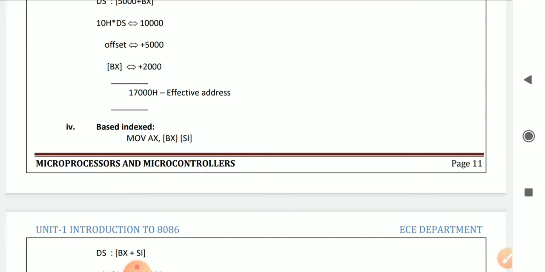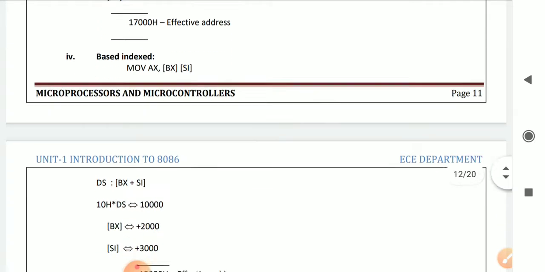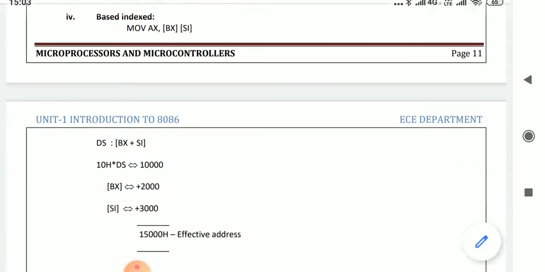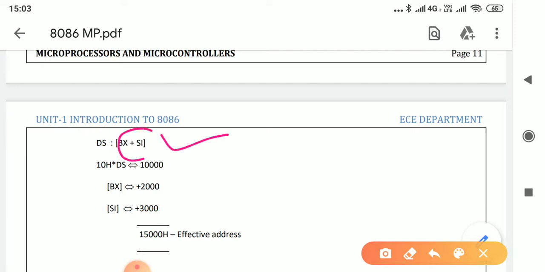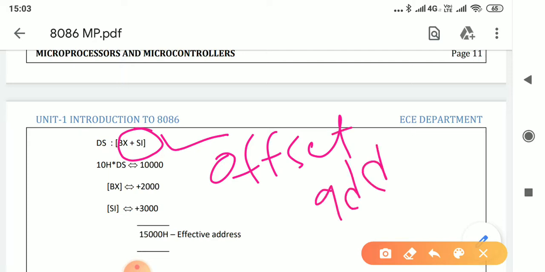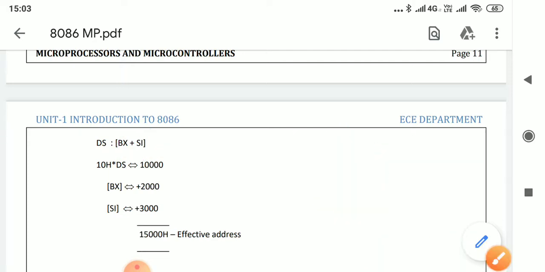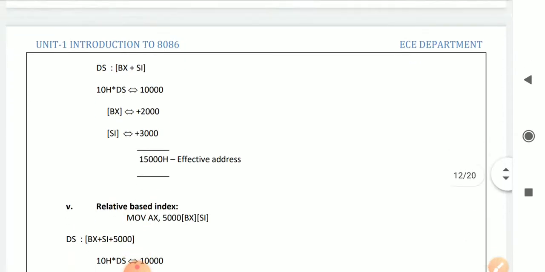BX plus SI, meaning the content of BX plus the content of SI, will give you the offset address for the segment register. It is written clearly here; this is the offset address. Then again, multiplying the segment register by 10, you get the final effective address as 15,000H.